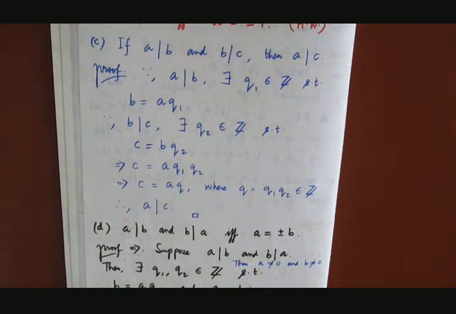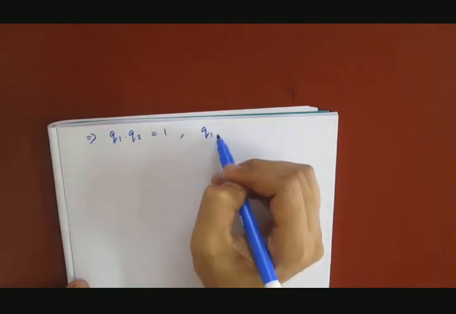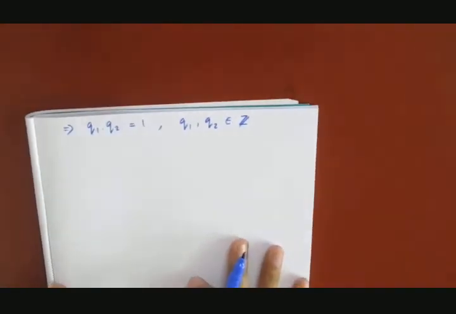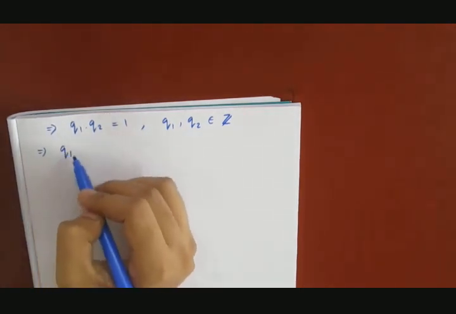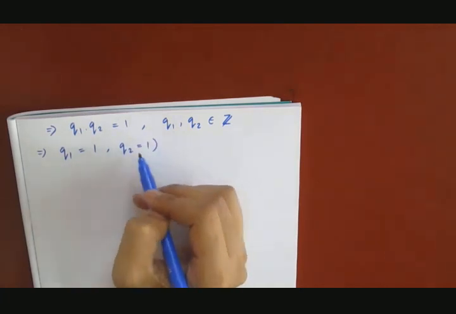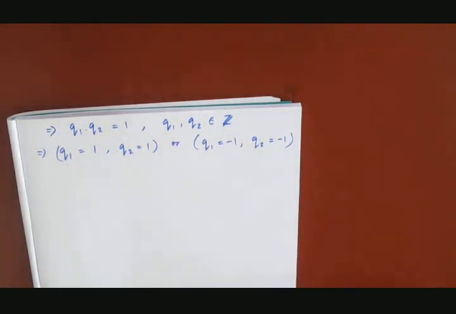Yes, sir. Okay, now tell me, remember Q1 and Q2 are integers, so which integers satisfy this relation Q1 Q2 equals 1? So let me write it down again. Q1 times Q2 equals 1, and Q1, Q2 are both integers. So which integers satisfy this? 1 and 1, and minus 1 and minus 1. Very good. The only integers satisfying this are either Q1 = 1, Q2 = 1, or Q1 = minus 1, Q2 = minus 1. Other than this, there are no values satisfying this.